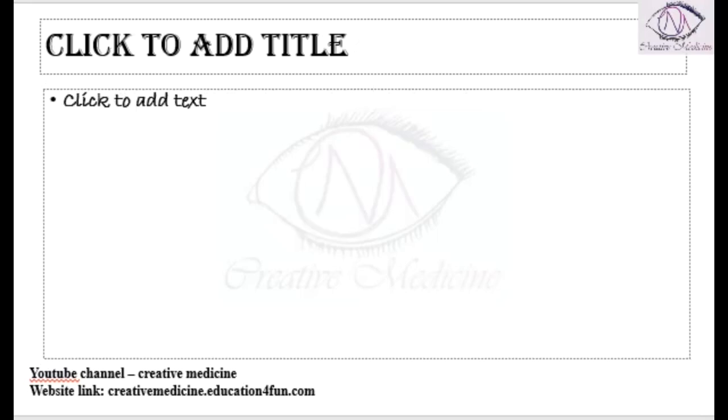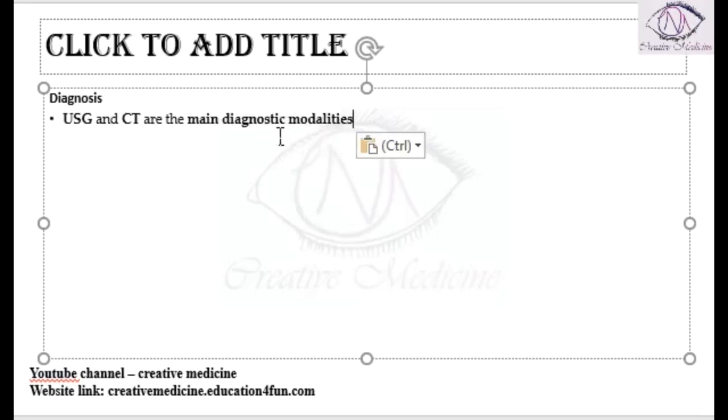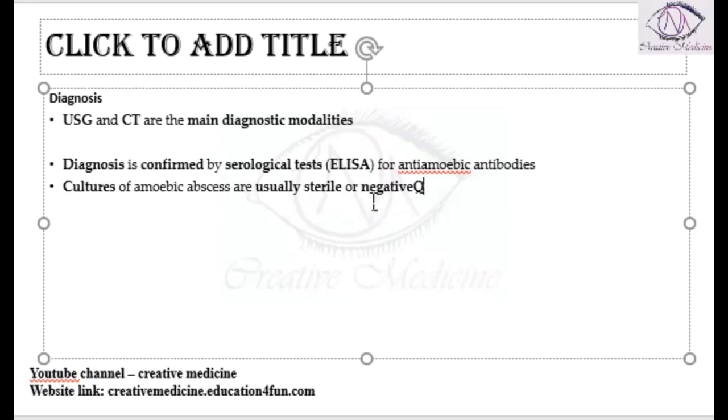Now, diagnosis of amoebic liver abscess. Ultrasonography and CT scan are the main modalities of diagnosis. The diagnosis is mainly confirmed by serological tests, that is, an ELISA for anti-amoebic antibodies. Cultures of amoebic liver abscess, if done, are in most cases sterile or negative.